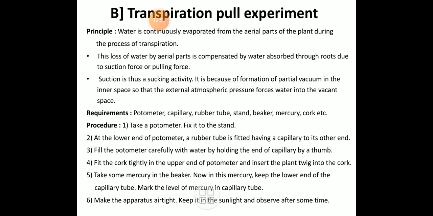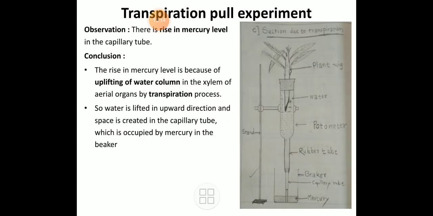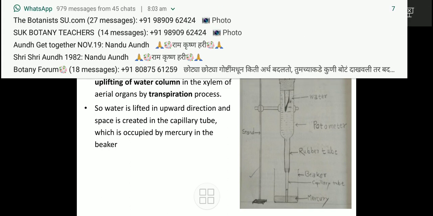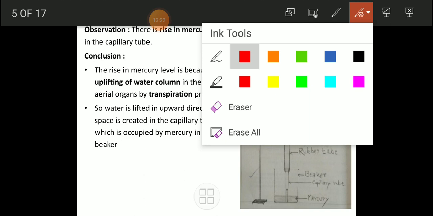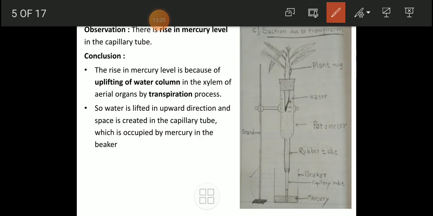Take some mercury in the beaker. Now in this mercury, keep the lower end of the capillary tube. Mark the level of mercury in the capillary tube. Make the apparatus airtight. Keep it in the sunlight and observe after some time, my friends. Here you will be able to see each and everything in the sketch, isn't it? One by one, I will give you an idea how to set up this physiological experiment just to understand the suction due to the transpiration process.